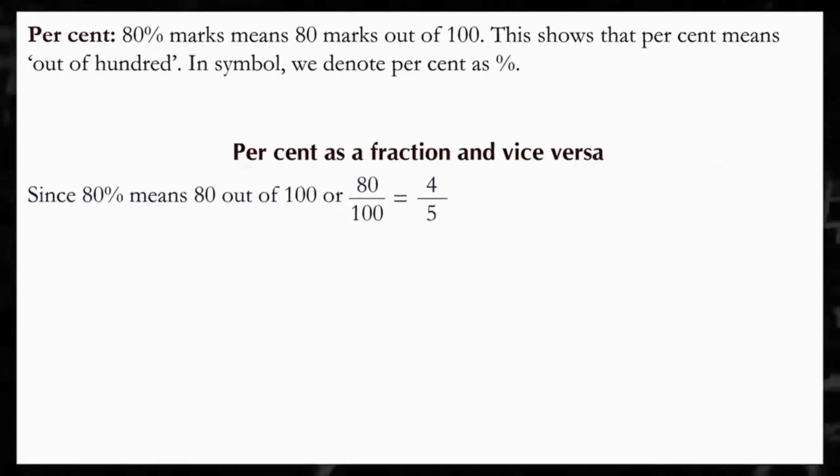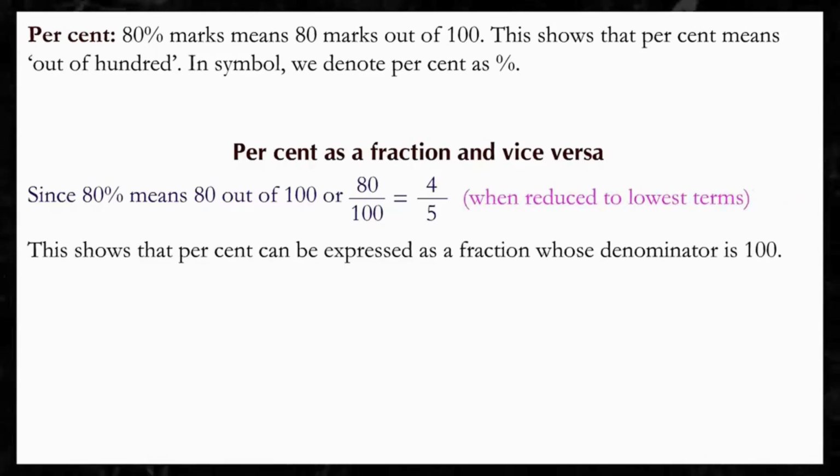Percent. 80% marks means 80 marks out of 100. This shows that percent means out of 100. In symbol, we denote percent as %. A percent can be written as a fraction and vice versa. Since 80% means 80 out of 100, or 80 upon 100, which is equal to 4 upon 5 when reduced to lowest terms. This shows that percent can be expressed as a fraction whose denominator is 100.